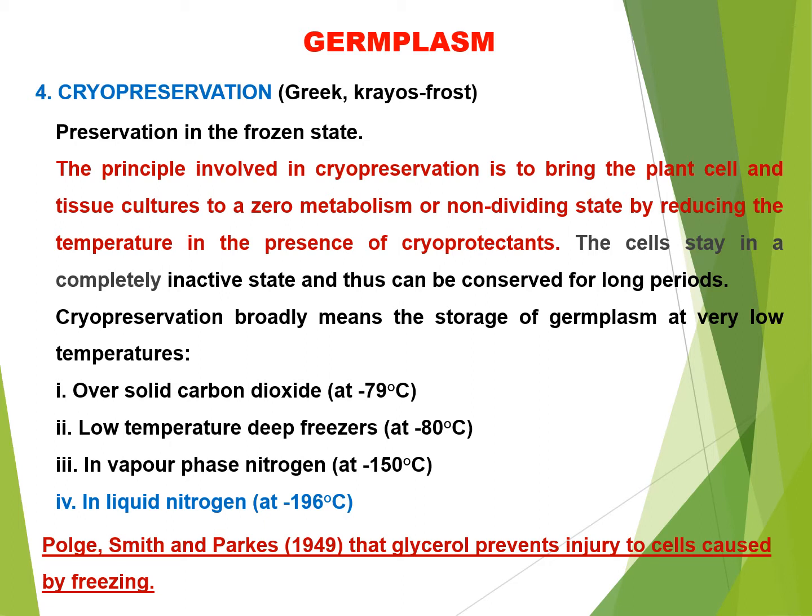First, over solid carbon dioxide, where the temperature is reduced to minus 79 degrees centigrade. Extreme low temperatures in deep freezers, for example at minus 80 degrees centigrade. In vapor phase nitrogen, where the temperature is at minus 150 degrees centigrade, and over liquid nitrogen, where the temperature of storage is minus 196 degrees centigrade. By means of cryopreservation, the tissues or cells can be stored in inactive state for a very long period of time.